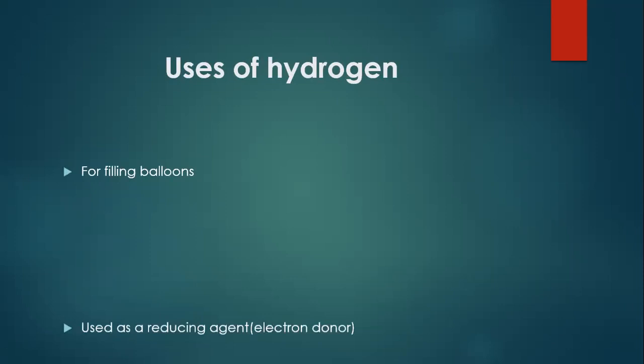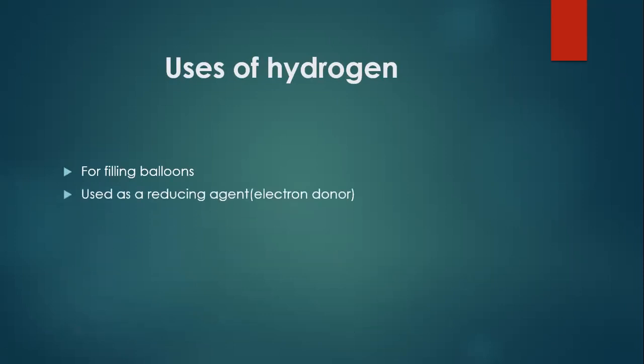2, it is used as a reducing agent. As I explained earlier on, the reducing agents are electron donors, so they donate these electrons. Then 3, they are used for the production of the oxygen-hydrogen flame, a combination of oxygen and hydrogen.